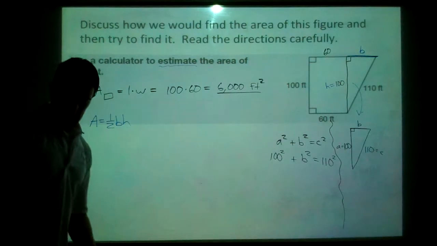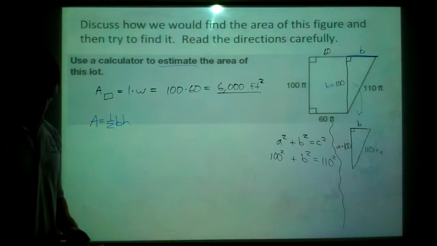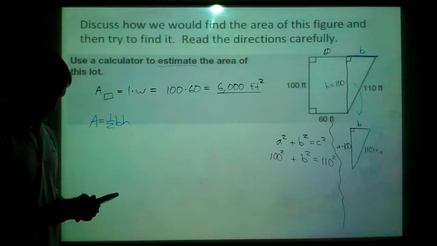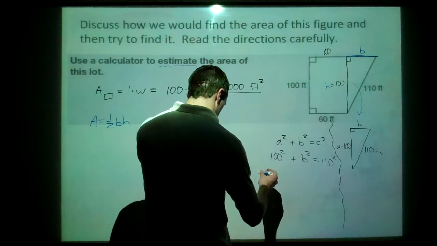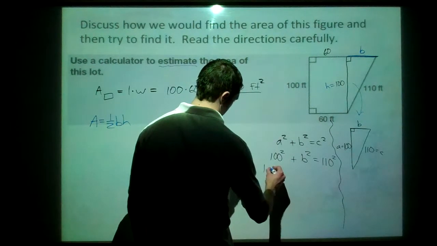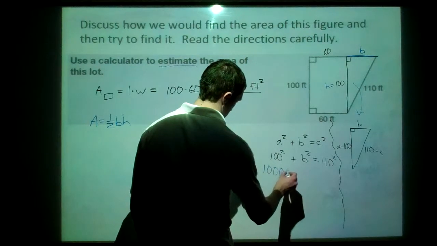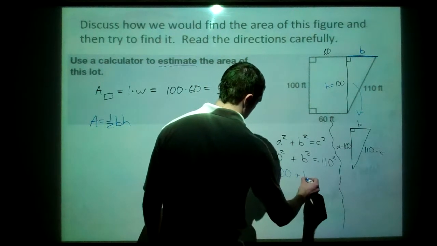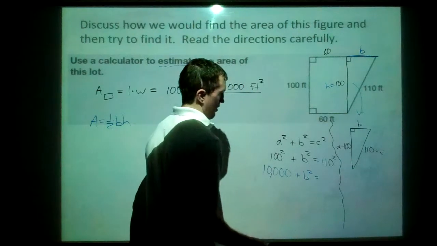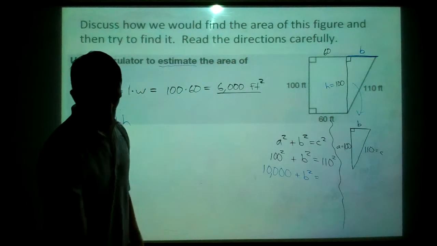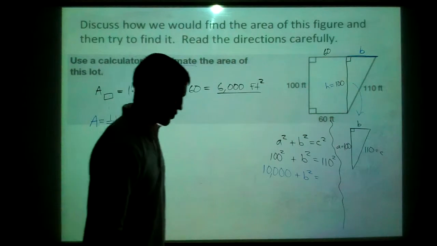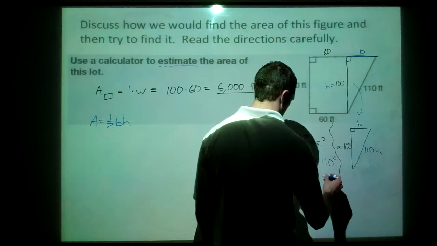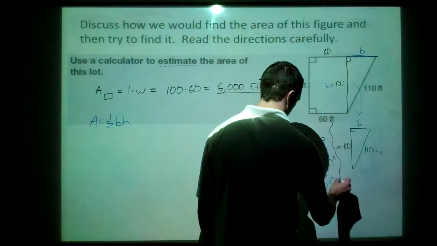Now it says we get to use our calculator. We shouldn't need to for these ones, I'll show you when we will need it. 100 squared is 100 times 100, so that's 10,000, with 4 zeros. So 10,000 plus b squared equals 110 squared. 110 times 110 is 12,100.